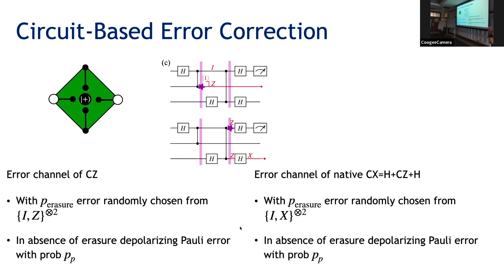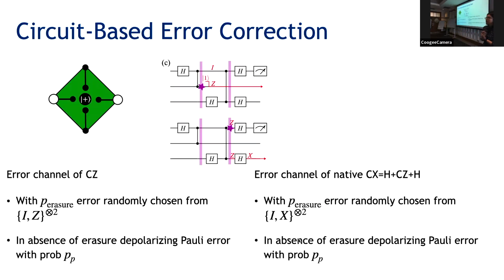But nonetheless, we know that this conversion has occurred. We know that erasure happened there, so I know my Hadamard is going to convert Z to an X. And so I can show that actually for this CNOT gate, the error is like this. It's randomly chosen from identity, XI, IX, or XX. And again, if I don't see any erasure, then I just apply depolarizing noise. So my noise is getting converted from Z errors to X errors, but I know exactly what type it is if it happened. I know it's either a Z type or an X type.